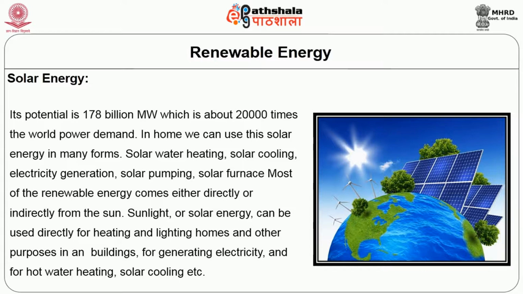In homes, we can use solar energy in many forms: solar water heating, solar cooling, electricity generation, solar pumping, solar furnace, etc. Most of the renewable energy comes either directly or indirectly from the sun. Sunlight or solar energy can be used directly for heating and lighting homes and other buildings, for generating electricity and for hot water heating, solar cooling, etc.